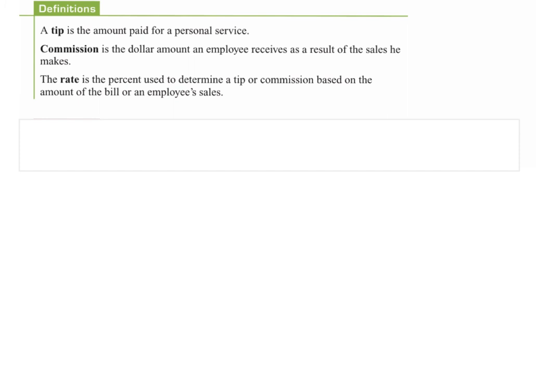Some more terms here. Tip is the amount paid for personal service. If you've ever been to a restaurant, hopefully you know what a tip is, right? A tip is what you pay on top of the service itself to the person that is serving you.